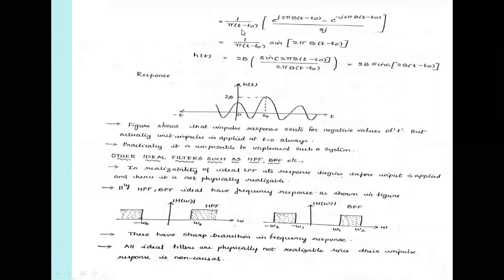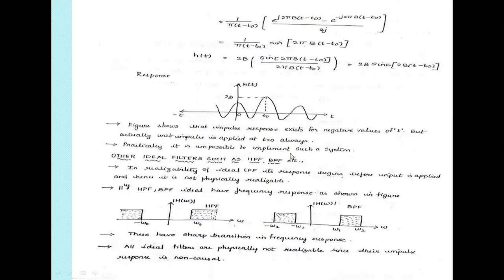a sine function, 1 by t minus t naught, the sine after substituting the B values plus B and minus B. The sine function, sine pi theta by pi theta, we can write as sinc theta. So sinc means its amplitude goes on decreasing from 2B to a low value, towards positive t values and towards negative t values also. The figure shows that the impulse response exists for negative values of t, but actually the unit impulse is applied at t equal to 0 always.